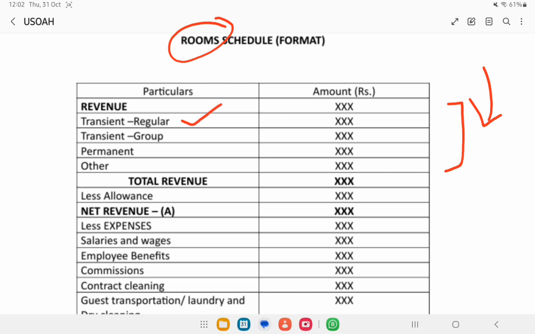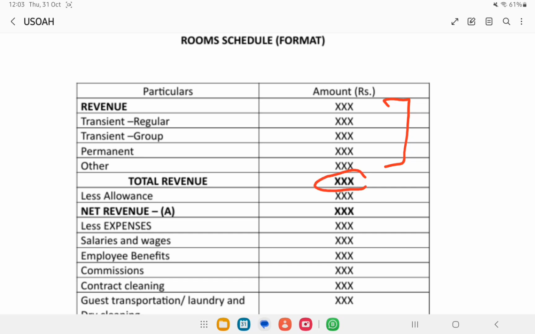Number one is transient, regular, then transient group. What do we mean by transient? That is temporary people who take rooms in our hotel. Then permanent means what? There are permanent residents in our hotel, isn't it? So they are classifying the revenue as revenue made from temporary people and revenue made from people occupying our hotel rooms permanently. Also, any other unspecified income generated from rooms is taken into consideration. Together, when we take the sum of these three, we will get the total revenue we have earned. So the first process is to list down the revenue we earned through rooms, and take the total.